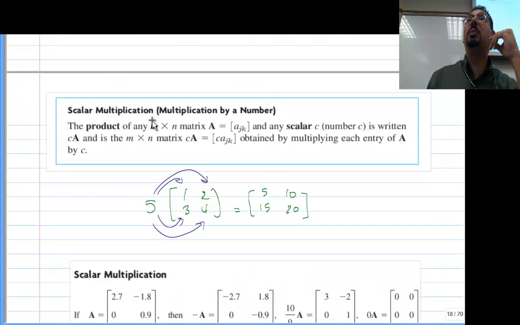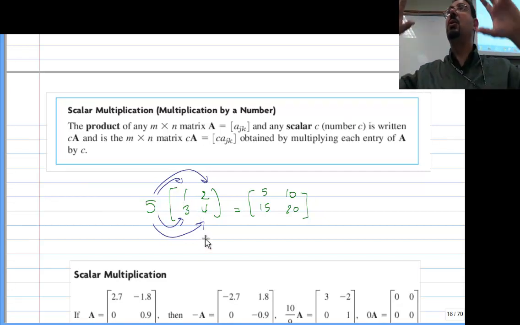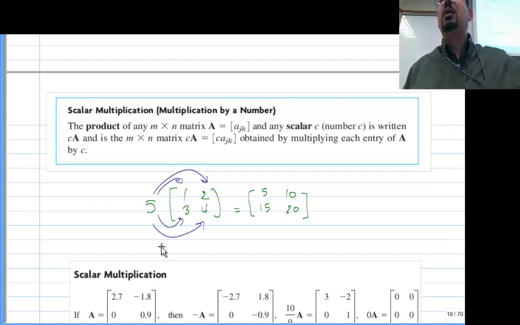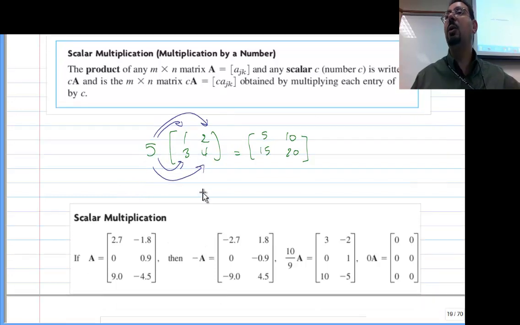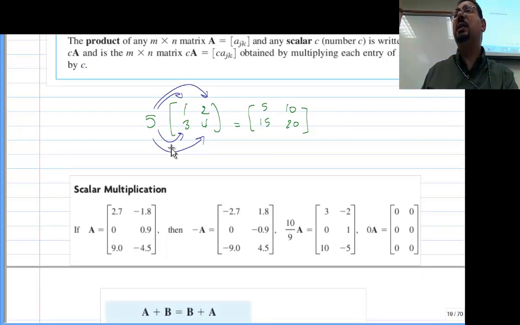Now, scalar multiplication. We can multiply a matrix by a number, a scalar. The matrix is not a scalar. The matrix is rows and columns, right? But you can multiply by a scalar. By multiplying 5 times this, you mean that you multiply 5 times every one of those elements. So the 5 times the 1, the 5 times the 2, the 5 times the 3, the 5 times the 4.